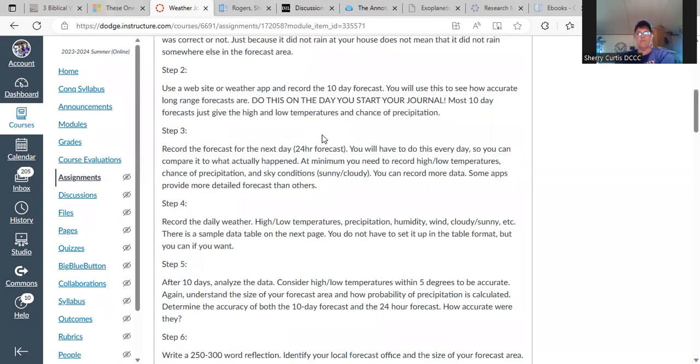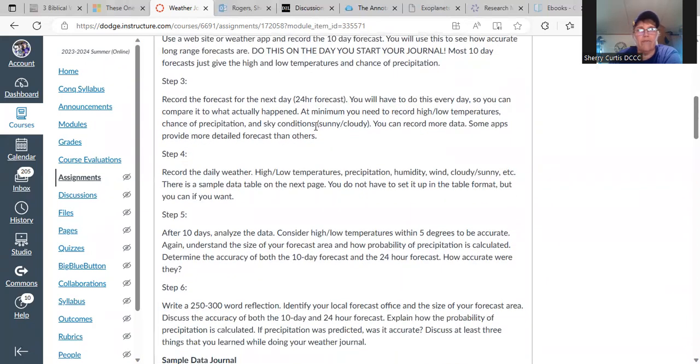Step 2, you're going to use a website or weather app and whatever you normally use. If you normally use something, stick with that. And you're going to record the 10-day forecast to see how accurate the long range forecasts are. And you're going to do this on the day you start your journal. You're not going to change it after that. You're just going to record the 10-day forecast that day. Okay. And then you're going to record the forecast for the next 24 hours. And that you will do on a daily basis.